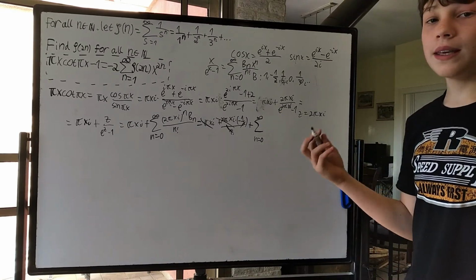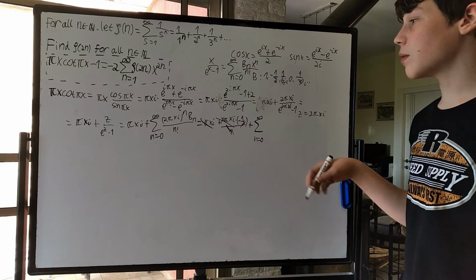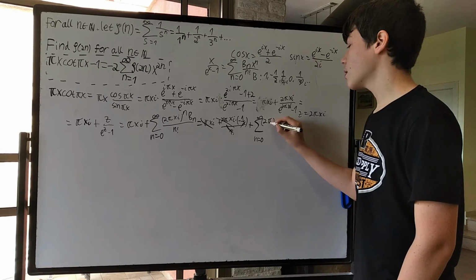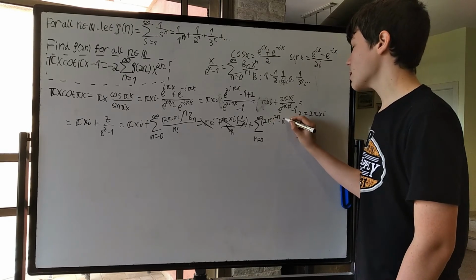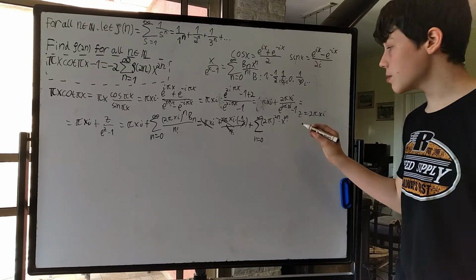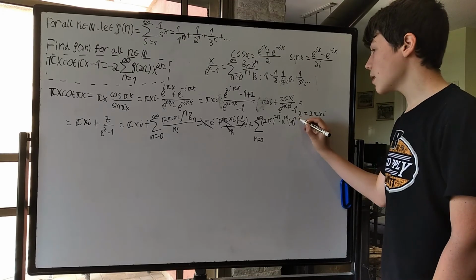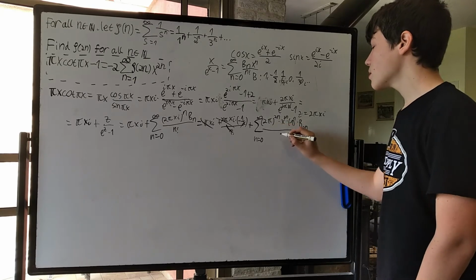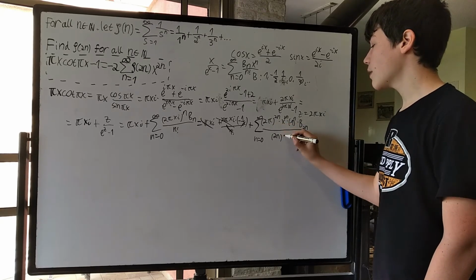Now we're looking at only the even numbers, so we're replacing n with 2n, and we'll have 2 pi to the 2n times x to the 2n times i to the 2n, which is negative 1 to the n, times the 2nth Bernoulli number, divided by 2n factorial.